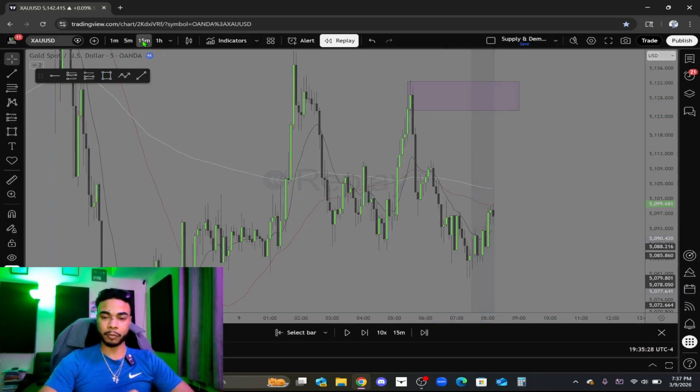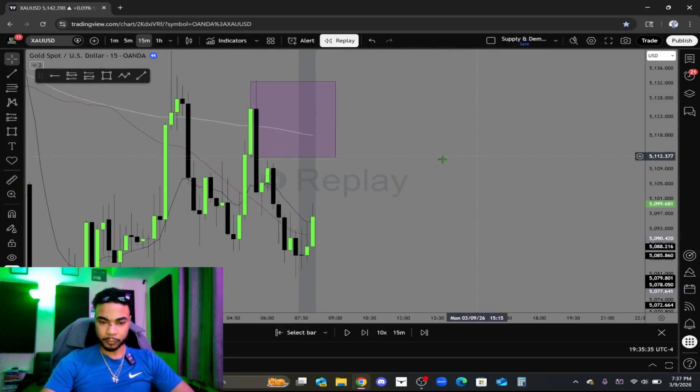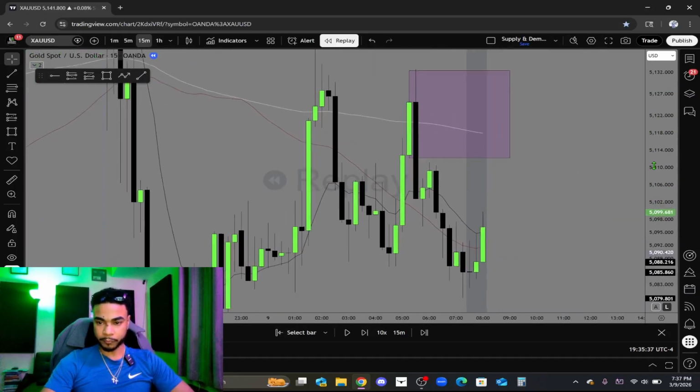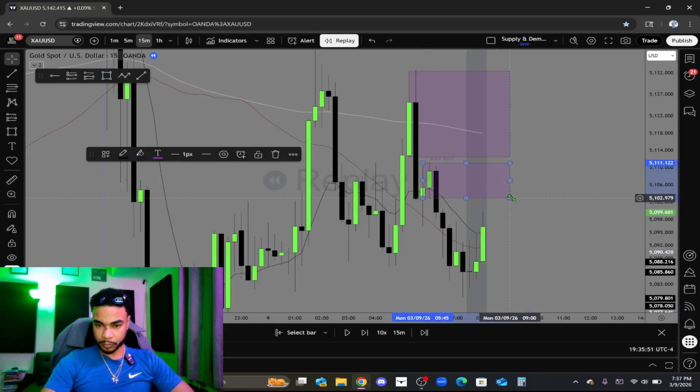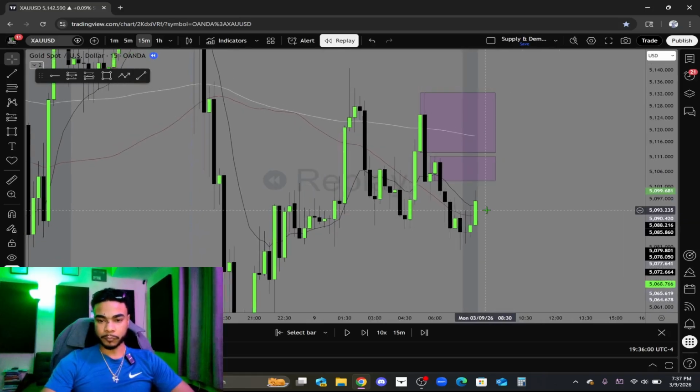So what I did, I scaled up to the 15 minute and I made sure to catch the whole zone on the 15 minute, like you see right here. I drew this as my supply zone, from this gap right in between here. And I also drew this other supply zone right here. And this is on the 15-minute time frame.